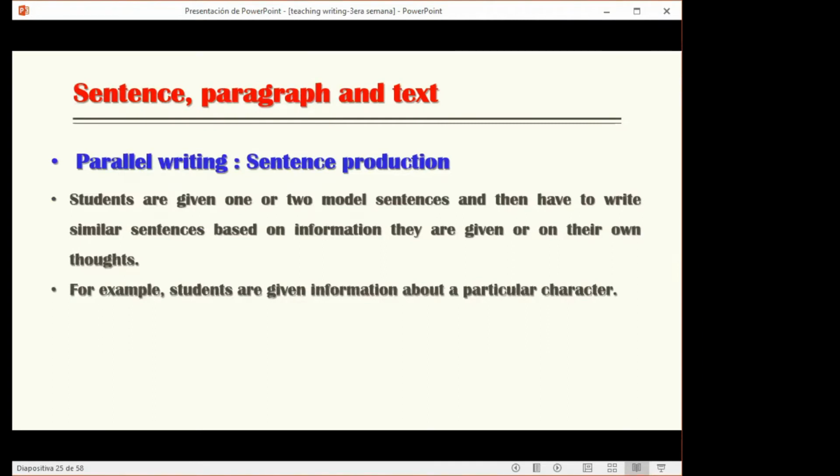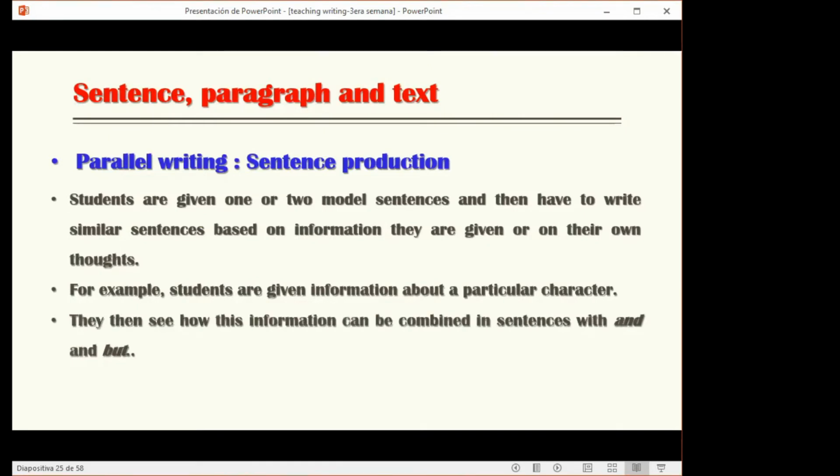For example, students are given information about a particular character. They then see how this information can be combined in sentences with and, but. Notice using these conjunctions, cohesion. Remember when we talked about it in the last session? Cohesion. We use conjunctions. They have to write similar sentences about themselves. So here you have this activity. They need to write sentences.